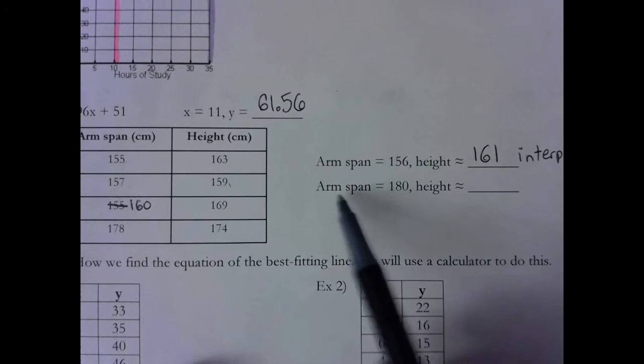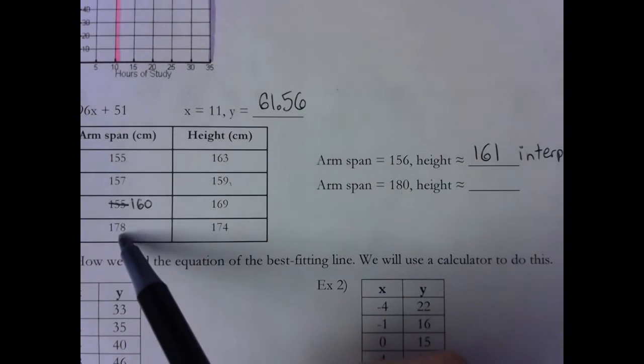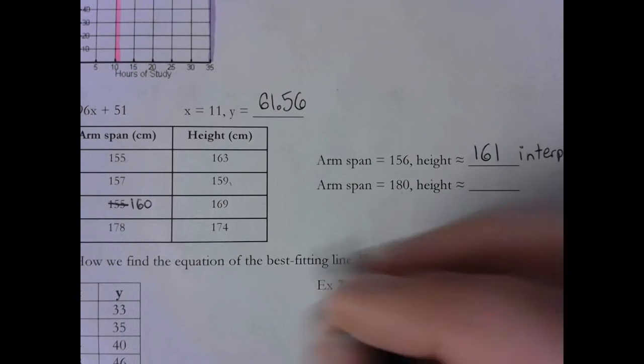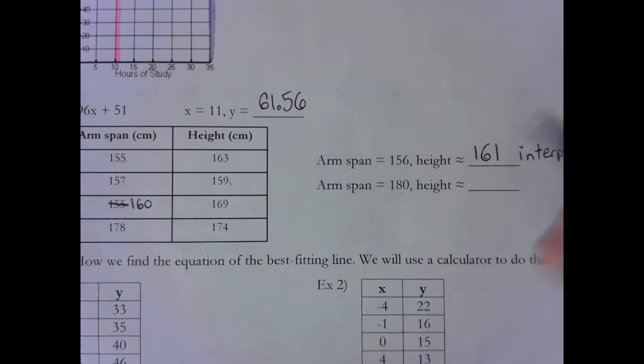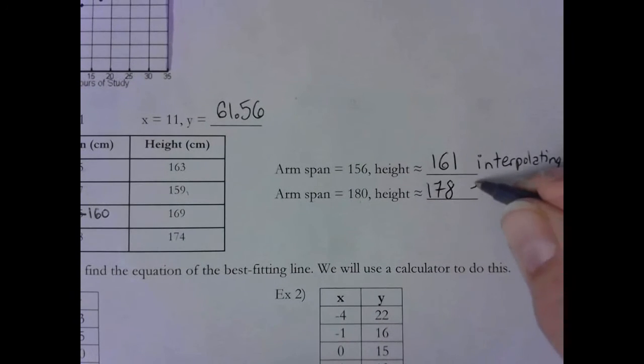If I have an arm span of 180 centimeters, I want to approximate my height. Notice here's our highest point, 178. We got to go past it. So I'm going to estimate we have to have something above 174 since this is going up. I'm going to say maybe 178. And that's an example of extrapolating.